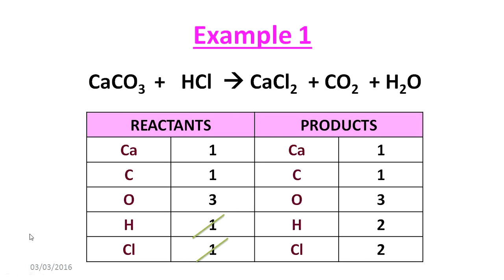Hydrogen has 1 on the left and 2 on the right. Chlorine has 1 on the left and 2 on the right. So as a trial, I'm going to put a 2 in front of HCl. And this balances the equation.